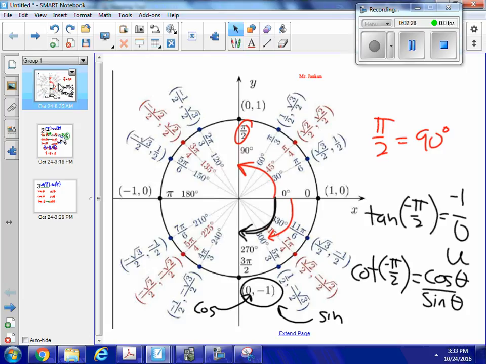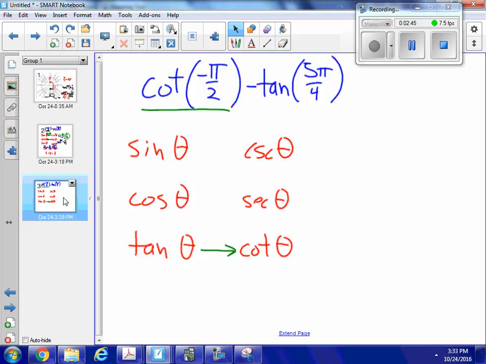It's cosine over sine. So cosine is 0. Sine is negative 1. That means my cotangent of negative pi over 2 is equal to 0, because anything divided into 0 is 0. So I'm going to come back to my problem right here, and I'm going to say, well, this number here is 0. That's the number I want.